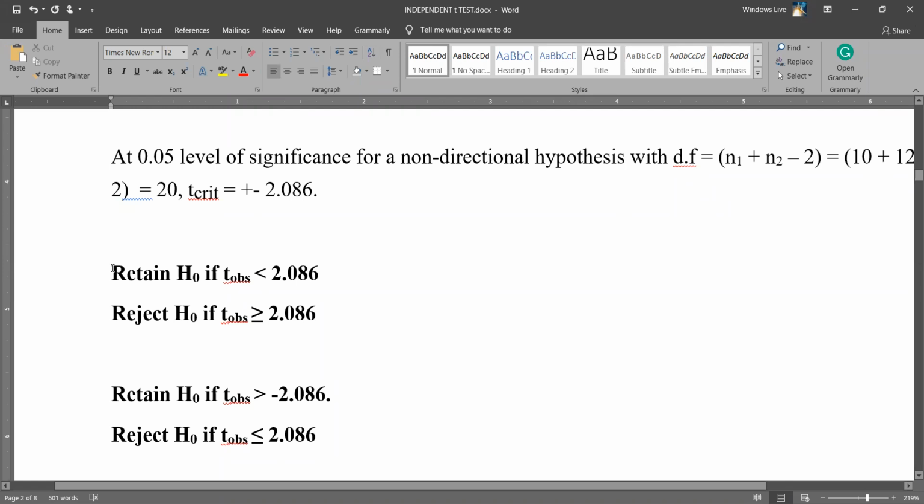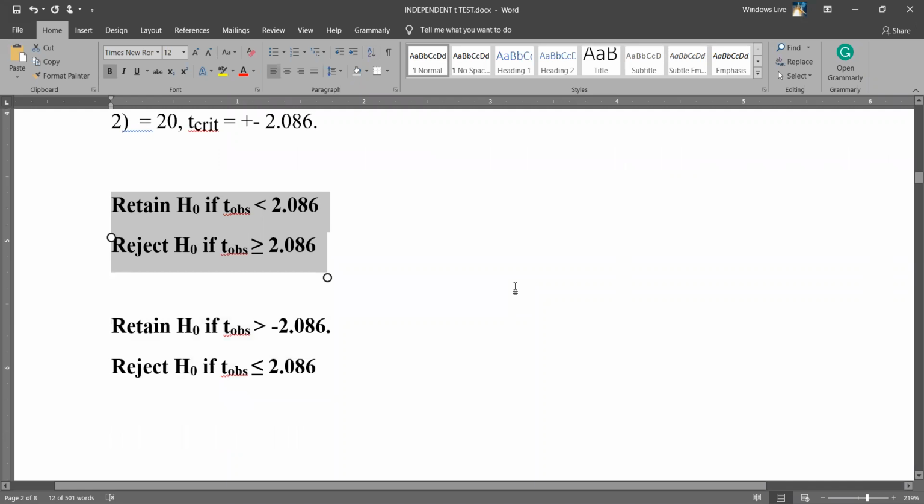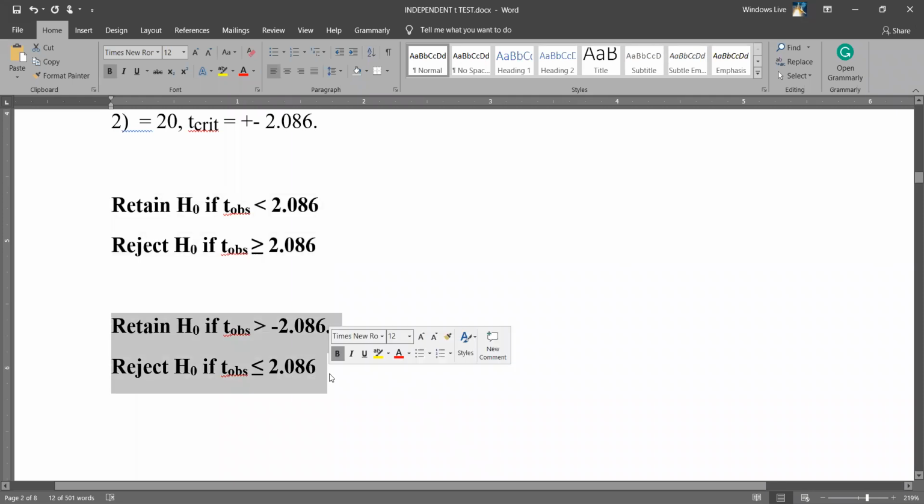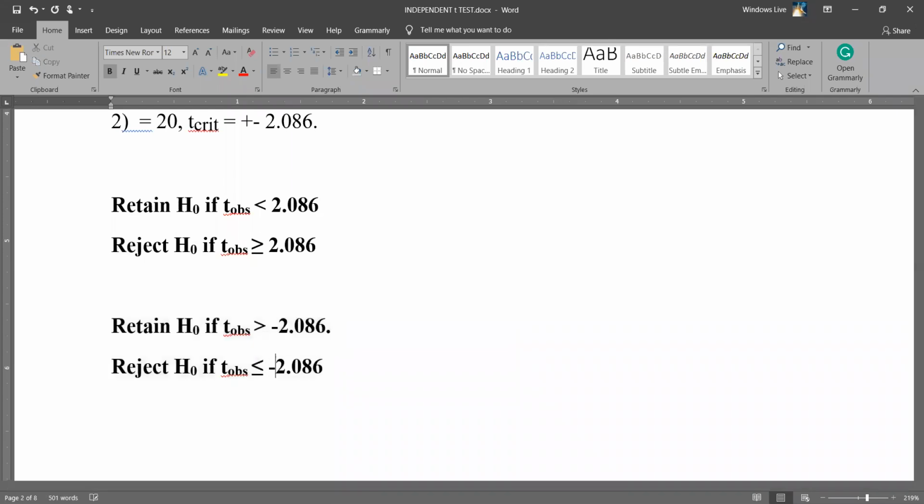Under non-directional hypothesis, we have no idea what our value will be. We don't know whether our value will be positive or negative. So it means you're supposed to state positive and negative decision rules. The first one that you see here is the positive decision rule. Then the second one that you see here is the negative decision rule.